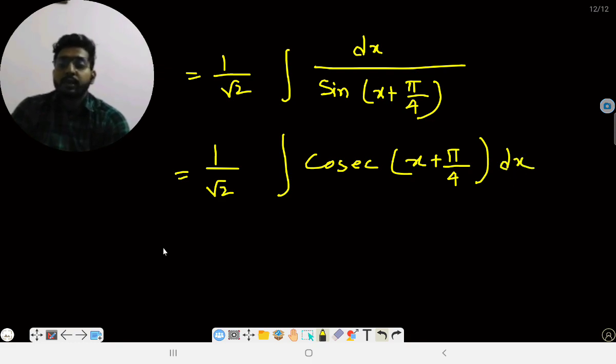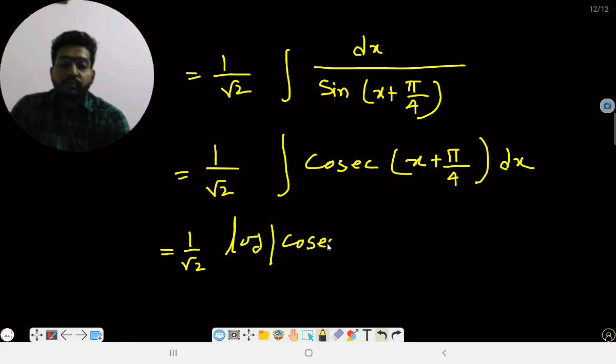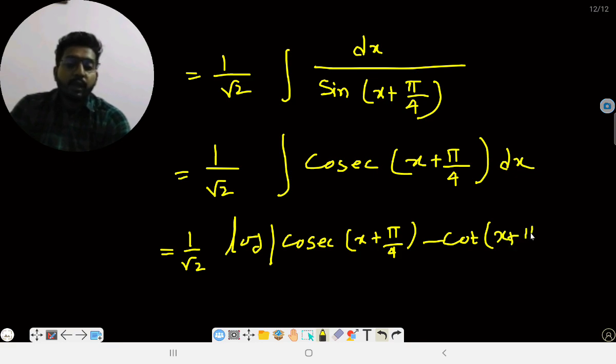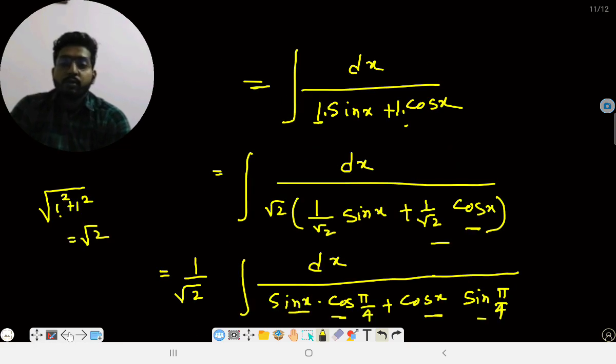So this is cosec x. Now what is the integration of cosec x? The integration of cosec x is log mod cosec x minus cot x plus c. So that will be the answer. Okay, we can do like this, plus c. So this is the way we can solve this one.